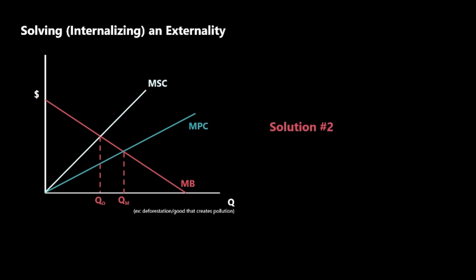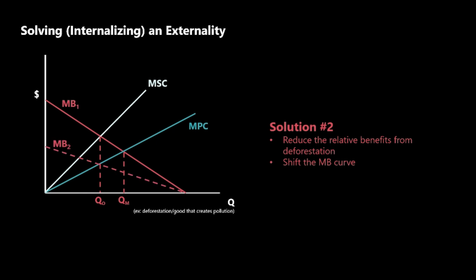Solution number two comes at this from the other side. Solution number two aims to affect the marginal benefits, that is, reduce the relative benefits that can be gained from deforestation. The purpose of this policy will be to shift the marginal benefit curve. And if we shift that curve by the amount of the externality, we end up at QO. That would be, we would shift the curve from that MB1 to the lower marginal benefit curve labeled MB2.